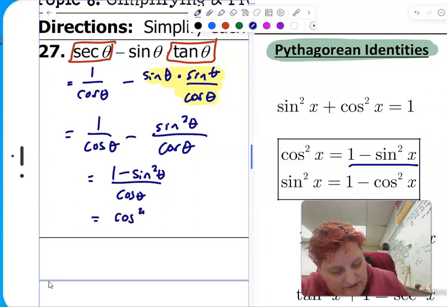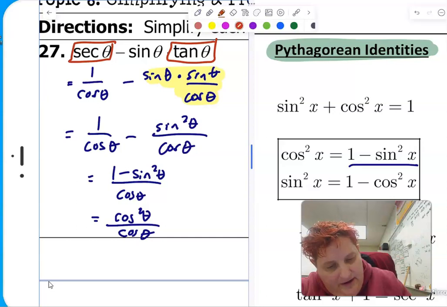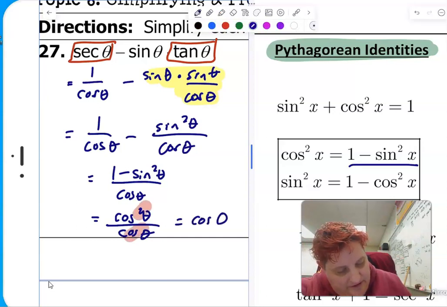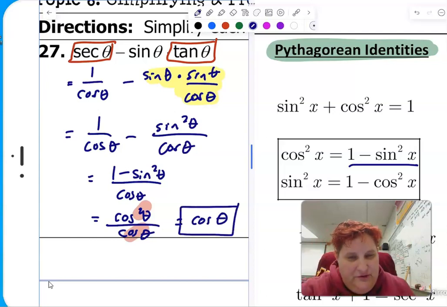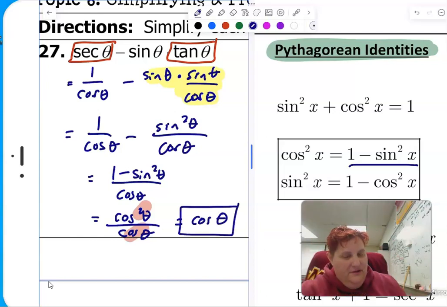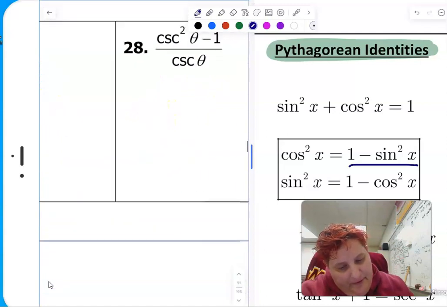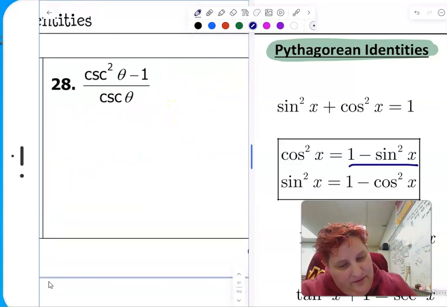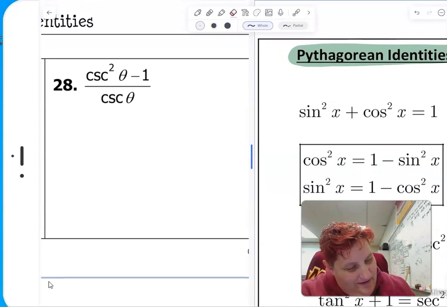So this is cosine squared over cosine. And then I can cross off a cosine, and I'm left with cosine. This was a simplifying one, so these on your test I think are going to be multiple choice. And then you just pick the one that you got. Okay. Now, this question I did earlier. I don't love it very much.